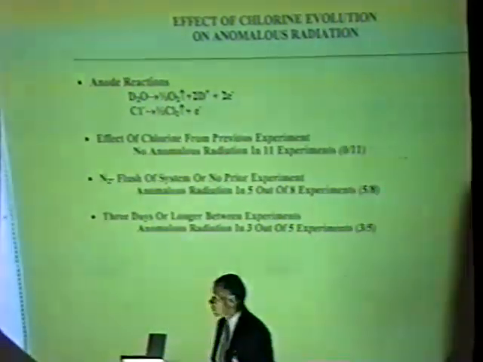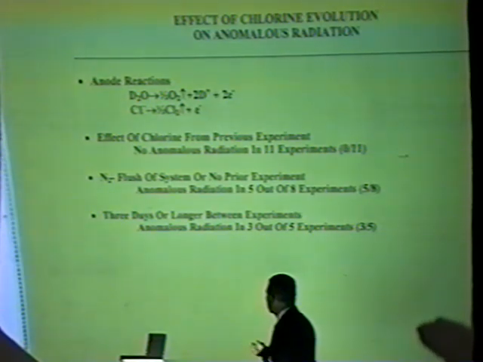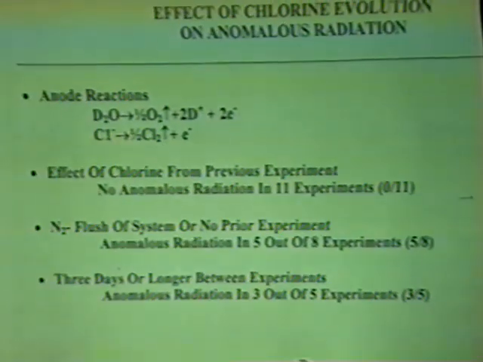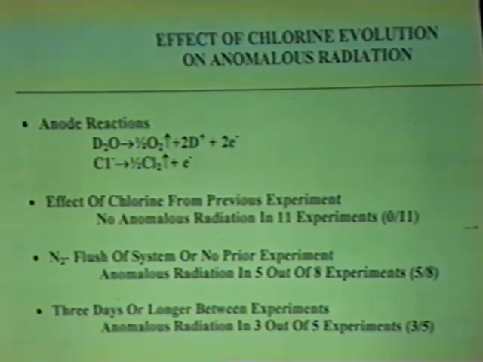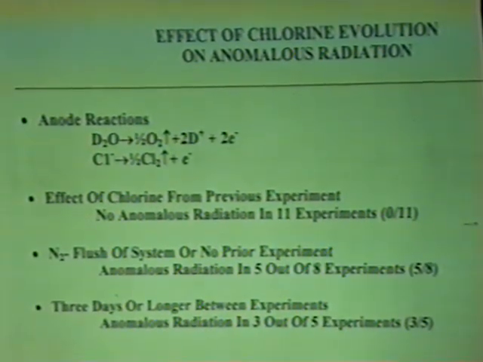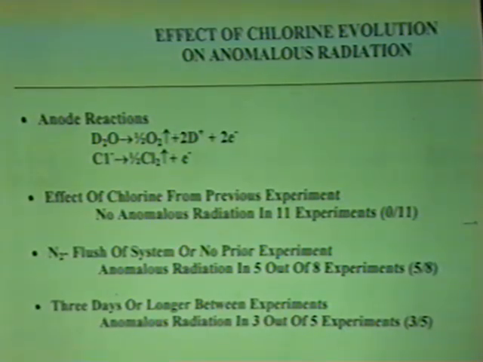In fact, as I mentioned, with the chlorine evolution, you have the regular oxidation, but also the chloride oxidation. And whenever we had possibility of chlorine from a previous experiment, we never saw this effect in 11 different experiments. We had 0 out of 11. Whenever we had flushed out our system with nitrogen, we just happened to do that. We weren't aware of the chlorine problem. But going back to check the data, when we had flushed out the system with nitrogen, we had this anomalous radiation 5 out of 8 experiments.